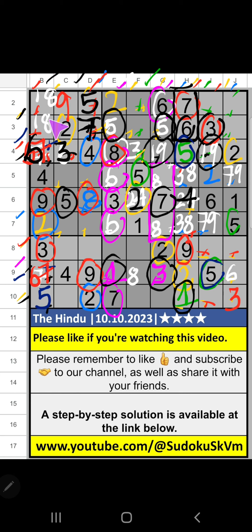Then column B, only one number is remaining, 7. 7 is confirmed here. The 9th row, 2 numbers are remaining, 6 and 8. It will come in one of these cells. We confirm later. Then 4th row, only one number is remaining, 7. 7 is confirmed here.